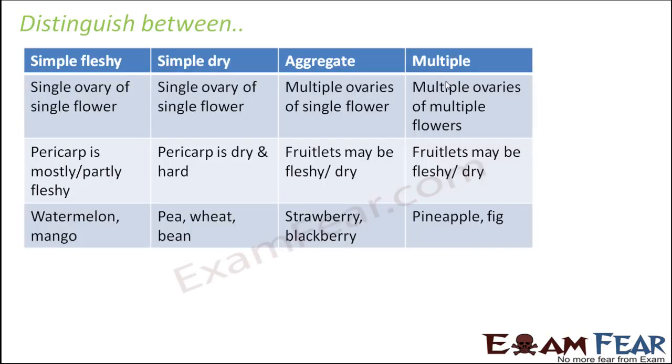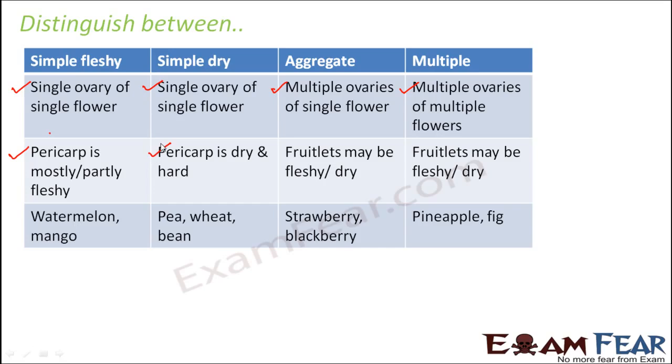So let us have a quick distinction between the four types of fruits which we discussed. Simple fleshy, simple dry, aggregate and multiple. In simple fleshy, a single ovary is involved. Whenever we talk about simple fruit, that means single ovary. Here single ovary again. In aggregate, multiple ovaries of a single flower, and in multiple, ovaries of multiple flowers. Talking about the pericarp, in simple fleshy, the pericarp is fleshy. Simple dry, pericarp is hard and dry.